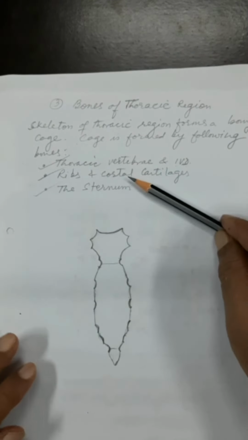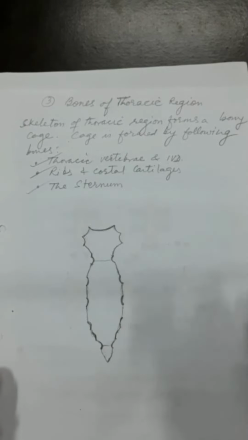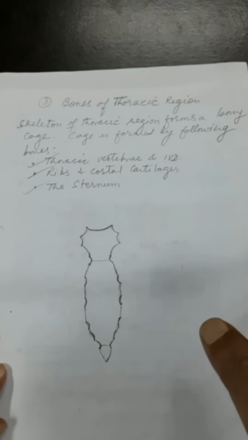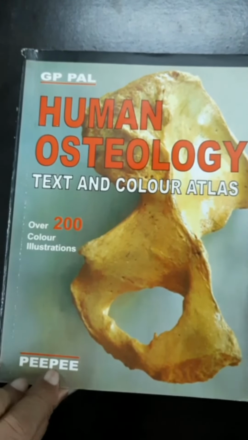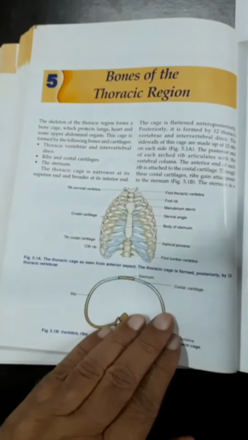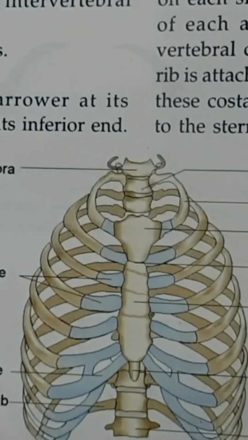Now I will show you a thoracic cage, and how the thoracic cage is formed, from my own book on osteology. Now this is the book, the Human Osteology, published by P.P. And from this book, I will show you the thoracic cage. Let me just zoom this diagram of the thoracic cage.